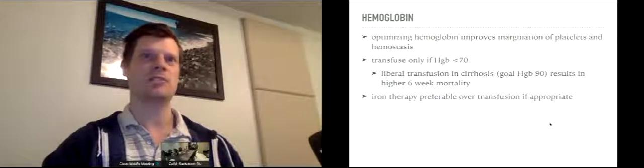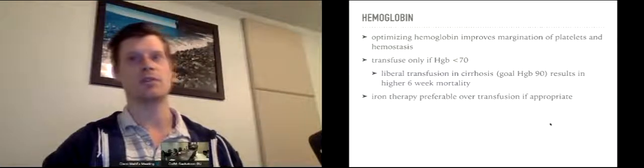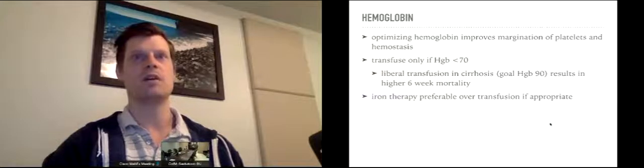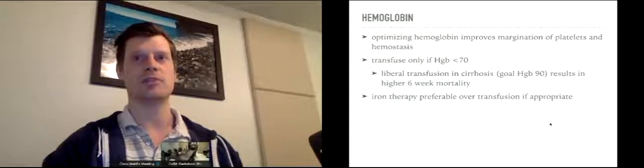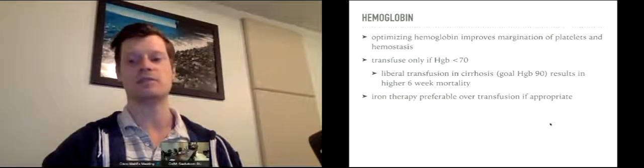So in regards to hemoglobin, when there is severe anemia, raising the hematocrit to 25% or hemoglobin to about 70 will likely improve the margination of platelets and hemostasis. Preferably, this is done with iron therapy and/or EPO, if appropriate. Keep in mind, though, that the total volume, if you do need to transfuse, is approximately 250 to 300 mLs per unit, and once again, that will adversely affect your portal pressures. As such, it's important to use only the smallest volume necessary to achieve a hemoglobin level of 70.